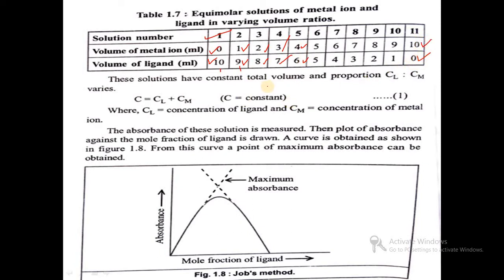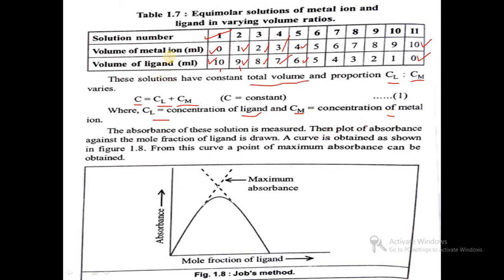So these solutions have a constant total volume, that is 10 ml, and the proportion of concentration of ligand to concentration of metal varies from 0 to 10. So here C is equal to a constant, C_L plus C_M, where C_L means concentration of ligand and C_M means concentration of metal ion.